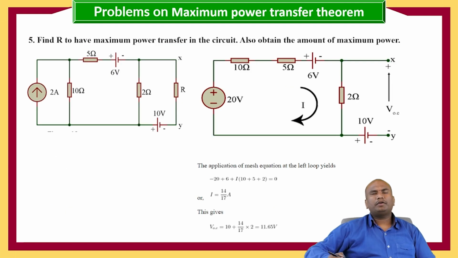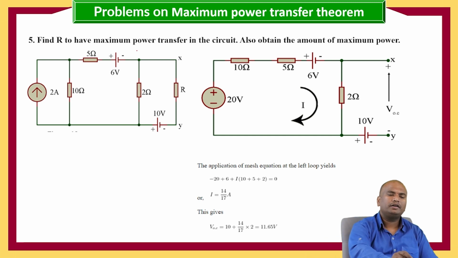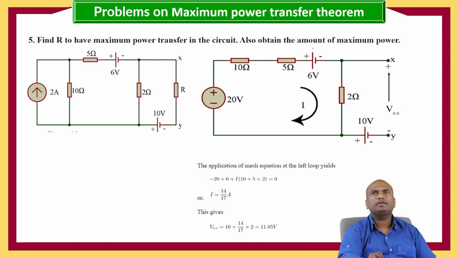Now again, the next problem: find the value of R to have maximum power transfer in the circuit. Also obtain the amount of maximum power. Here, this is the load resistance which is given. Now we are making this load resistance as open circuit. When this load resistance is open circuited, we need to calculate the voltage across these open circuited terminals. For that, first we need to calculate what is the voltage across this 2 ohm resistance. So in order to calculate the voltage across the 2 ohm resistance, first we are calculating the current flowing through this 2 ohm resistance.